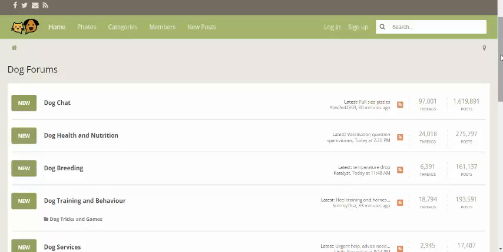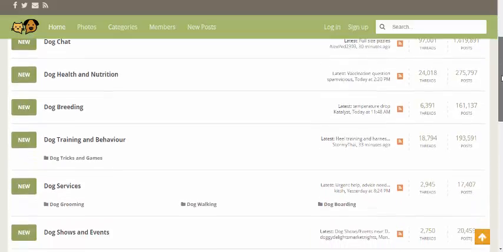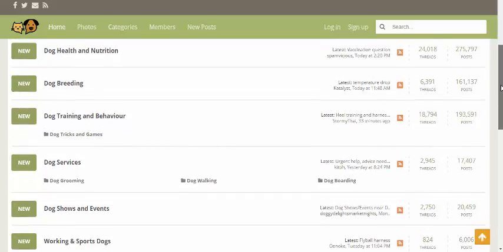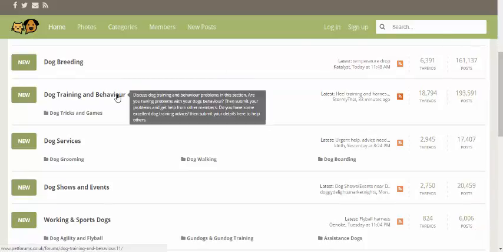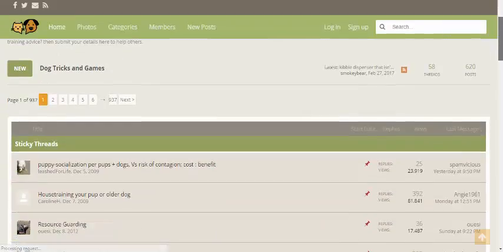Now what I find with forums is I get a fantastic range of, first of all, kind of broad search areas I can use in the Google Keyword Tool again. So dog health and nutrition, dog breeding, dog training and behavior. So if we go into dog training and behavior, okay, with our hypothetical dog training site here.